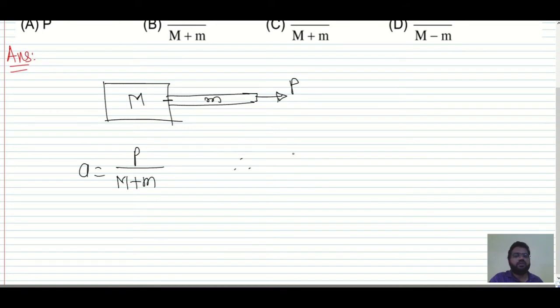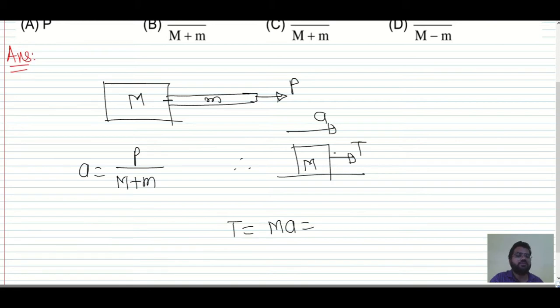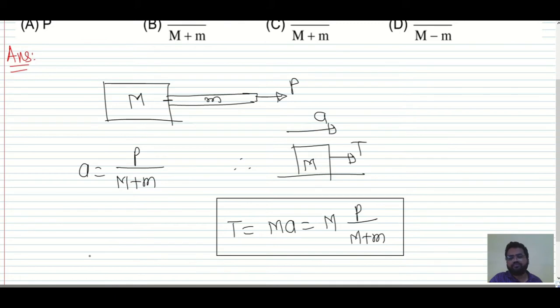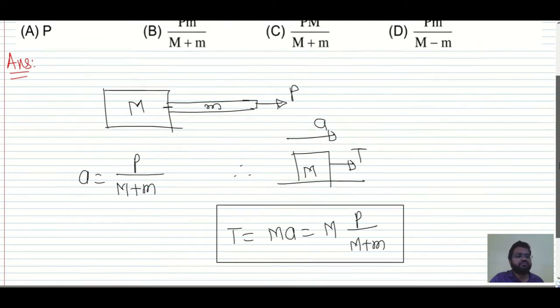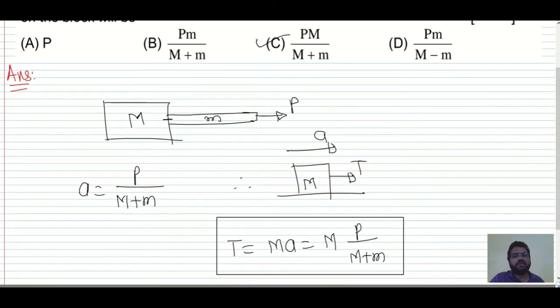So therefore, what is the contact force we have? This is the capital M. Contact force, let us consider T. It is the acceleration A we have. So T is equal to mass times the acceleration, because force is equal to mass into acceleration. Mass, what is the acceleration? P divided by capital M plus small m. So over here, as you can see, the option P capital M by capital M plus small m, or C, is the correct option.